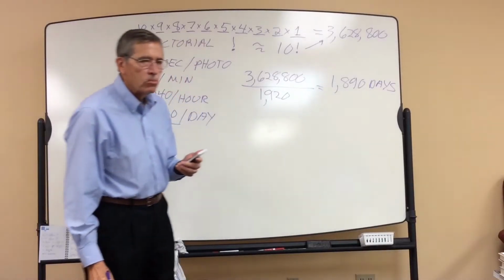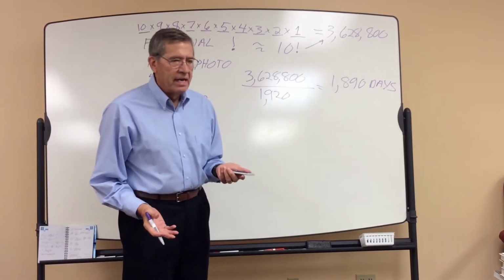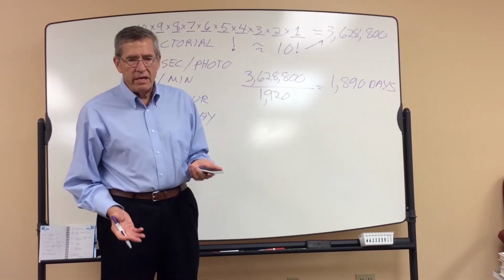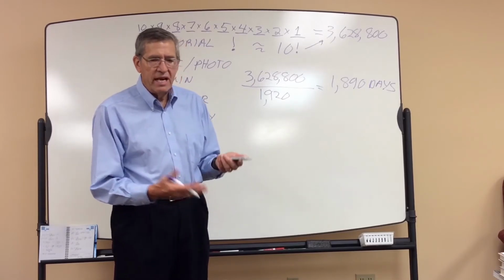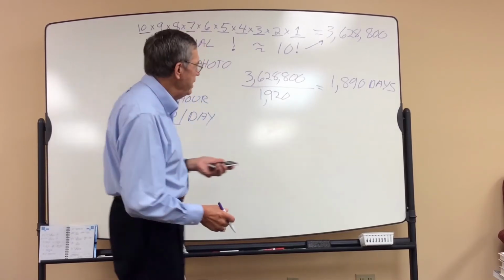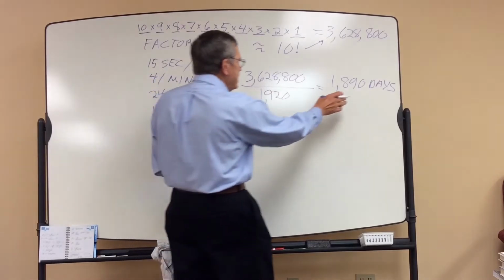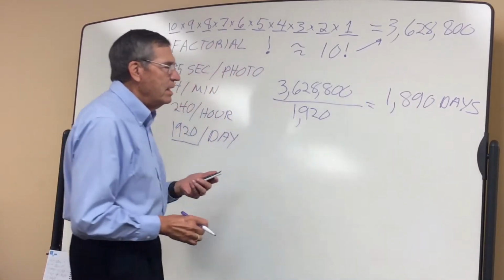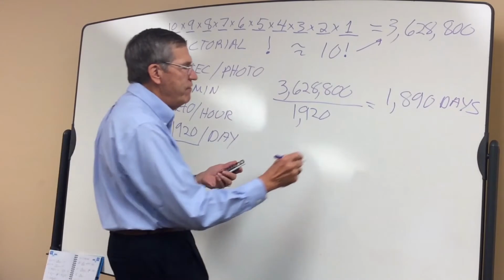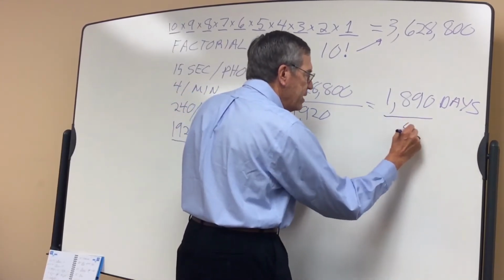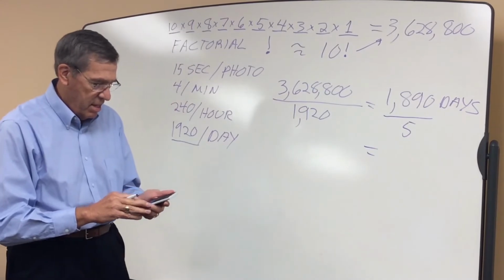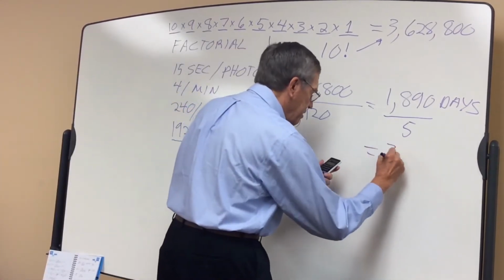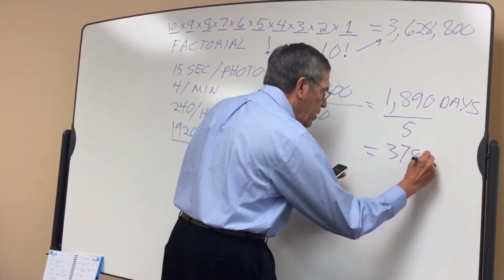Okay? Now let's say that you don't work 7 days a week. You're a normal 5 day a week person, 8 hours a day, typical work shift. Okay? So we have this many days. We're going to have 5 days per week. So we'll divide that by 5. And that gives us 378 weeks.